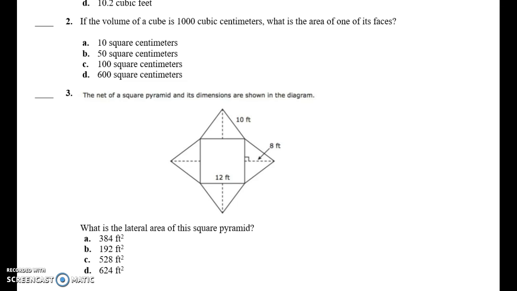Number 3. The net of a square pyramid and its dimensions are shown in the diagram. What is the lateral area of this square pyramid? A. 384 feet squared. B. 192 feet squared. C. 528 feet squared. D. 624 feet squared.